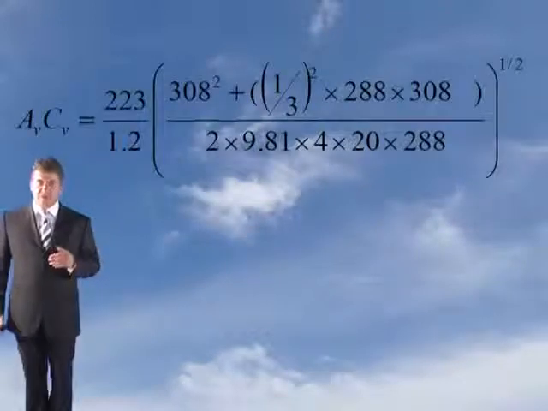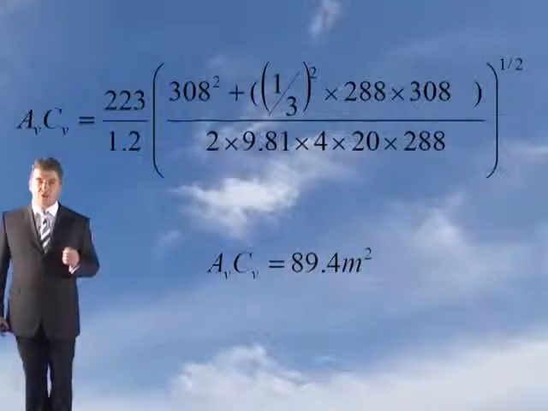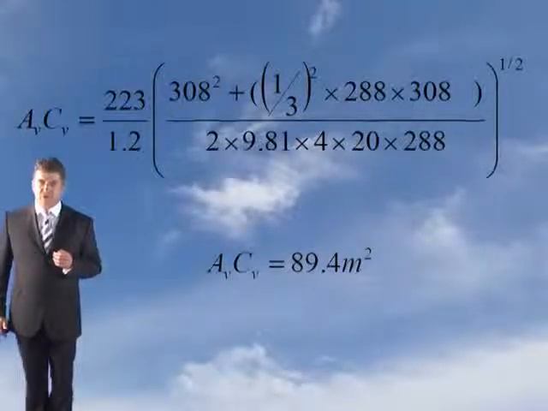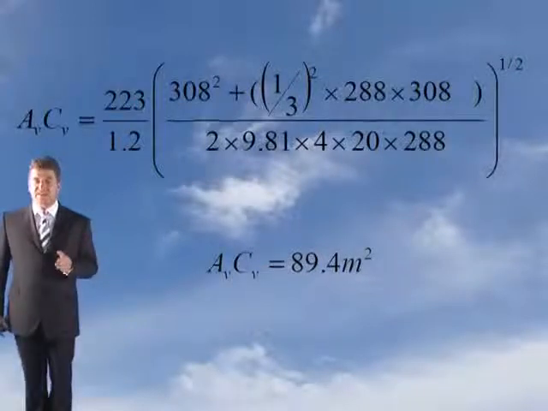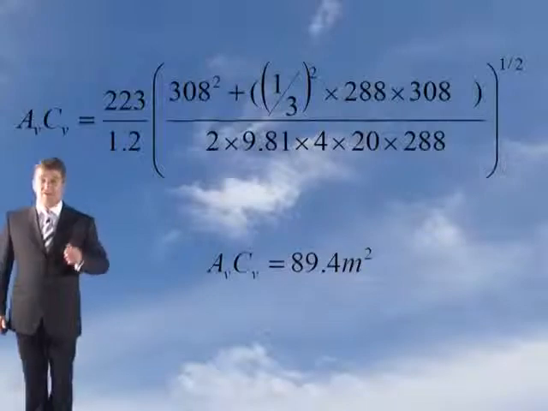Now if you'd put those variables in the formula, you'd have got an AVCV of 89.4 square metres. So we need at least 89.4 square metres of aerodynamic area in each reservoir. So that's what we need. That covers this step. Let's move on now to determine the number of ventilators we need to achieve that.